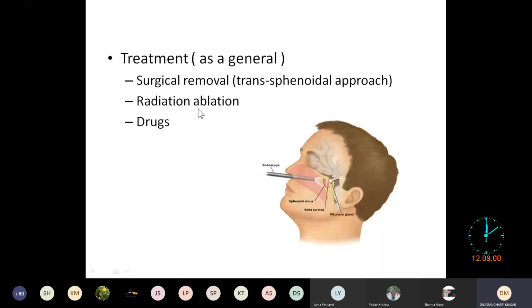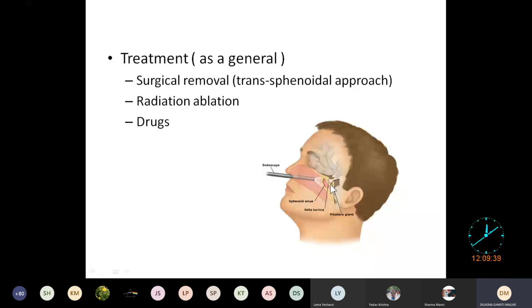Surgical removal, we can see the transsphenoidal approach. In this picture, you can see it goes from the nose, through the sphenoid bone, and then towards the pituitary. So in the surgical removal, the surgeon, or the neurosurgeon I must say, will do the transsphenoidal surgery, go through the sphenoid bone, and remove whatever adenoma is there.